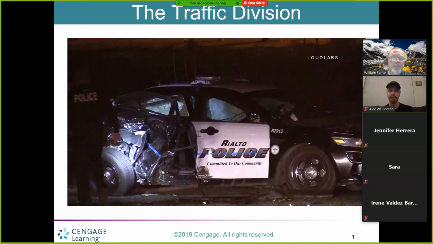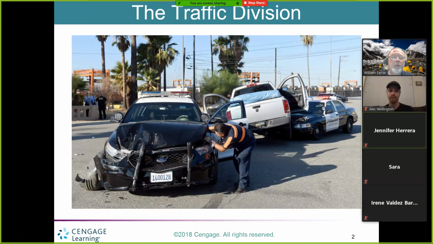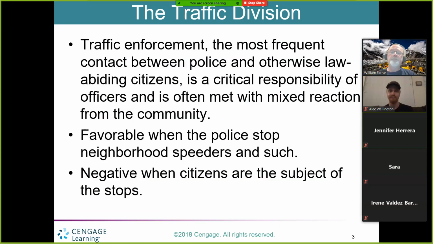And here's a nice drunk driver. Besides this one, there's always this guy that ran over two of my police cars. Yeah, anyway. Working traffic is important.